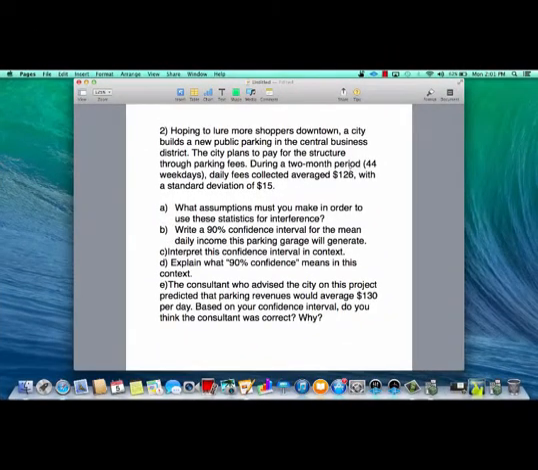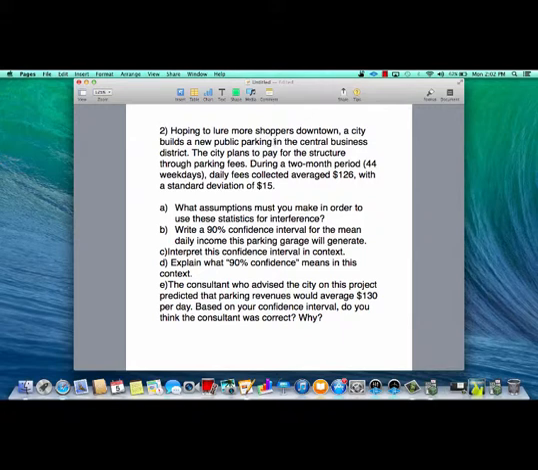All right, welcome back. We're going to look at problem 2 here. Due to time, we're just going to go over 2 of them. Number 2 says, hoping to lure more shoppers downtown, a city builds a new public parking garage in the central business district.